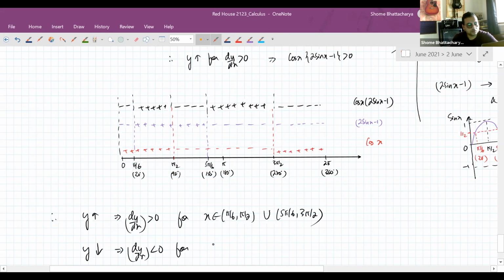For x belonging to 0 to pi by 6, that's this one here. Actually, it includes the point 0. Union with this interval over here, that is pi by 2 to 5 pi by 6. And then finally, union with this third interval here, 3 pi by 2 to 2 pi. So these become my final answers. These are the intervals in which the function is increasing or decreasing.